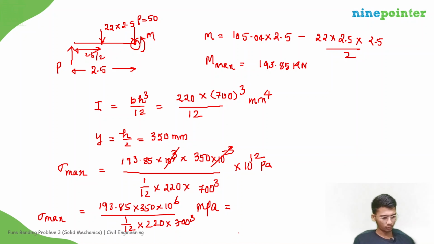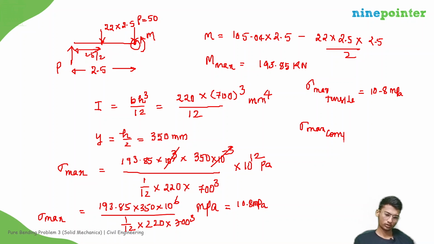we are getting the value as 10.8 megapascals. So sigma max tensile will be equal to 10.8 megapascals, and sigma max compressive will be equal to minus 10.8 megapascals. So this is the first part of the question.